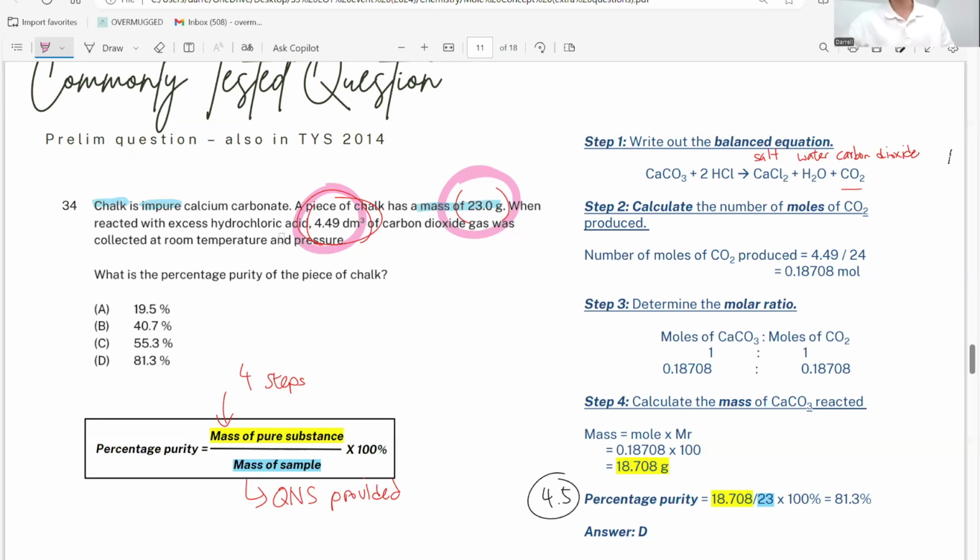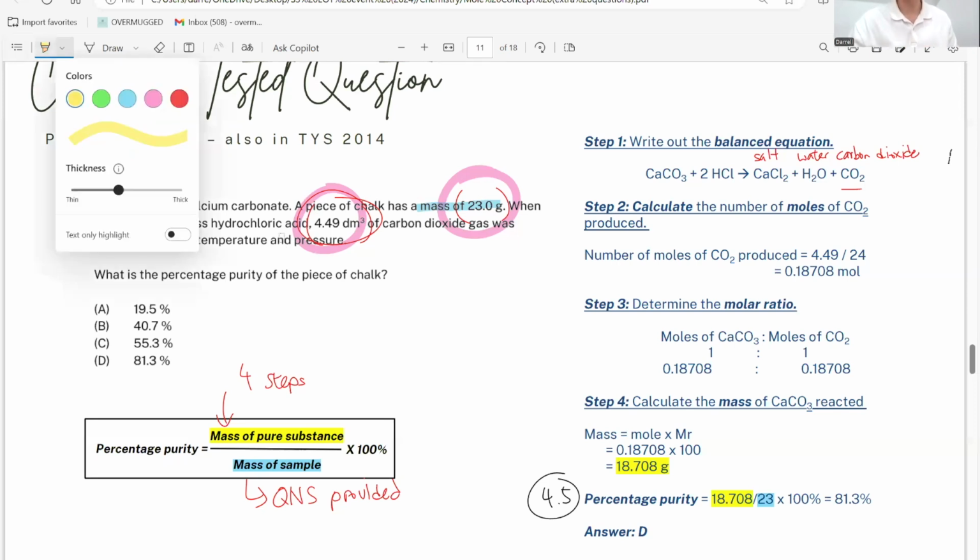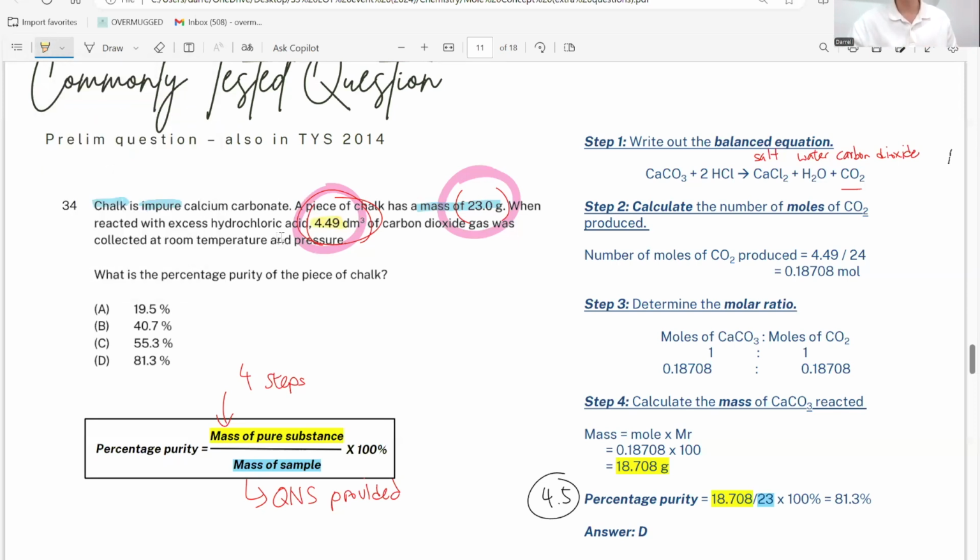Your job instead is to use this 4.9 to calculate until you are able to find the mass of your actual pure calcium carbonate. Only then you take the 18.7, which is calculated using your 4 steps, divided finally by the mass of your impure sample to calculate your percentage purity.